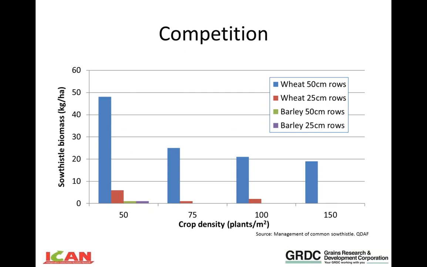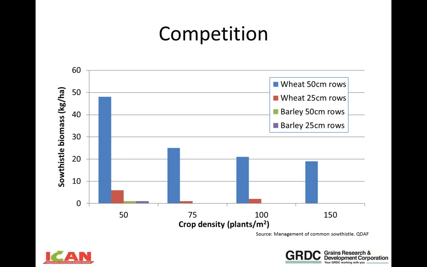Okay, so we're looking at the slide entitled Competition. This was a field trial that was conducted at Condamine, and it tells a very clear story. This paddock was clean at the time of planting, and no residuals or in-crop herbicides were used. So immediately you'll notice that barley is a superior competitor to wheat, where sowthistle is concerned.